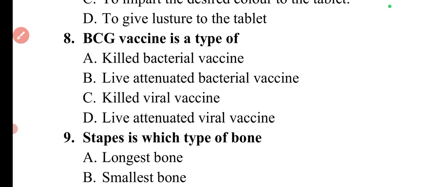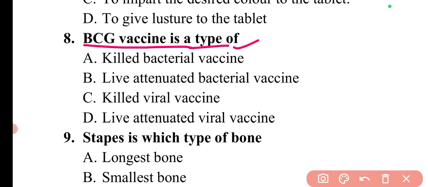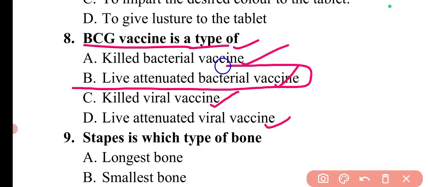Next question is, BCG vaccine is a type of. Options are killed bacterial vaccine, live attenuated bacterial vaccine, killed viral vaccine, or live attenuated viral vaccine. So the correct answer is option number B, live attenuated bacterial vaccine.